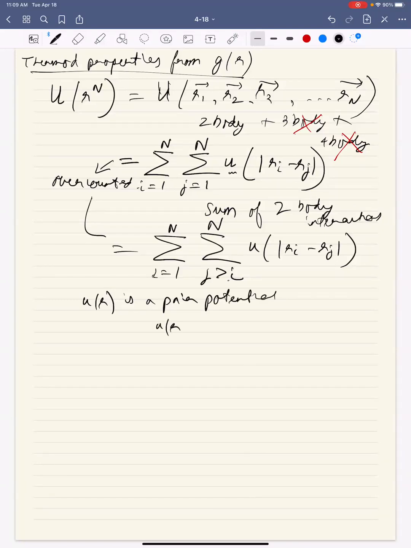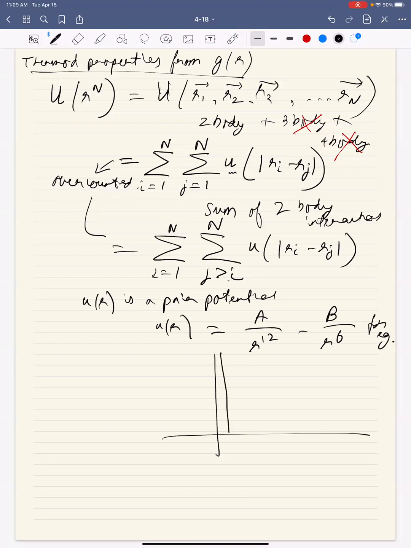A typical pair potential, the most popular one, is something that looks like A by r to the power 12 minus B by r to the power 6. This is just an example. You could have any complicated pair potential. And when you plot it, it looks something like this. This is some pair potential, okay?